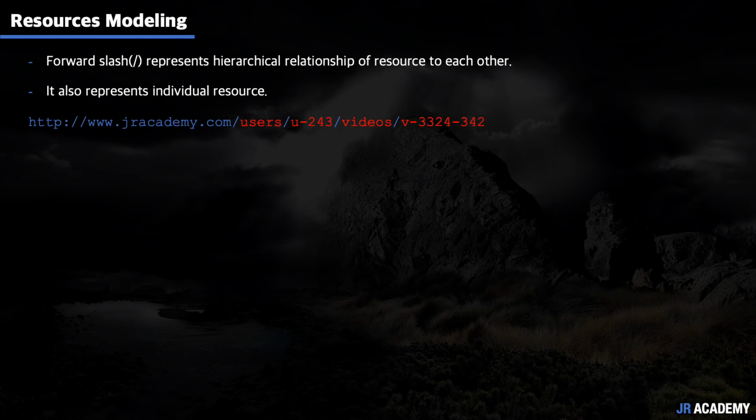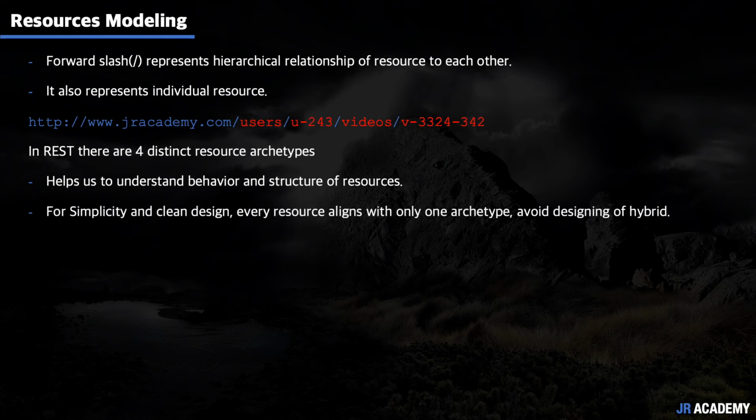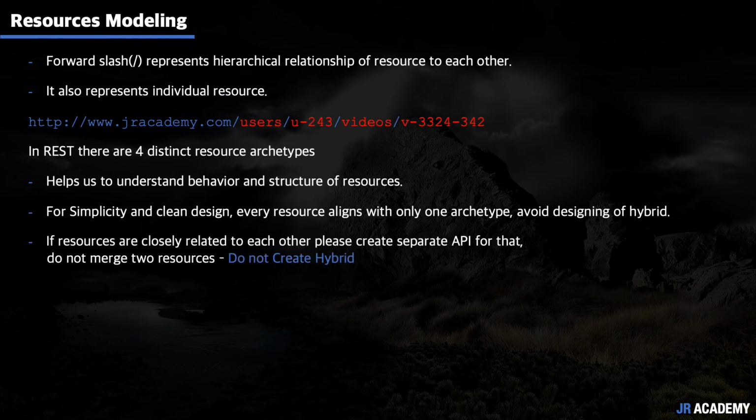And in REST, there are four distinct resource archetypes that help us understand the behavior and structure of the resource. For simplicity and clean design, we need to make sure every resource aligns with only one archetype. And if you have resources that are closely related to each other, then create another separate API for that, but we shouldn't merge two resources. These archetypes are document, collection, store, and controller. Let's understand them one by one.